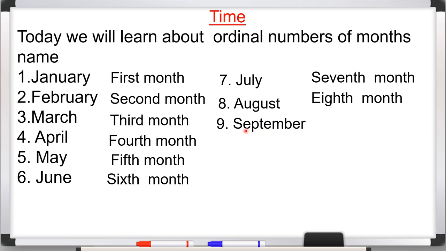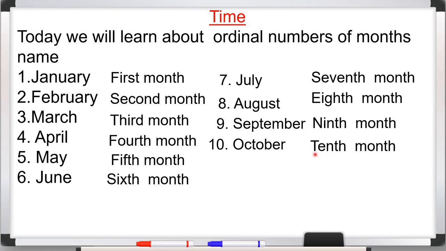And the spelling of September is September. And September is the ninth month of a year. And what is the spelling of ninth? That is ninth month. Okay, ninth month. Now the next one is October. And October is the 10th month. 10th month. Now the next one is November.